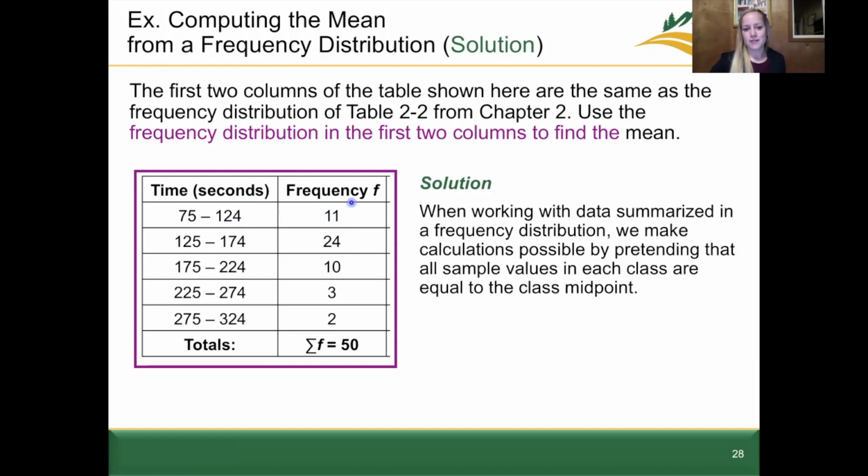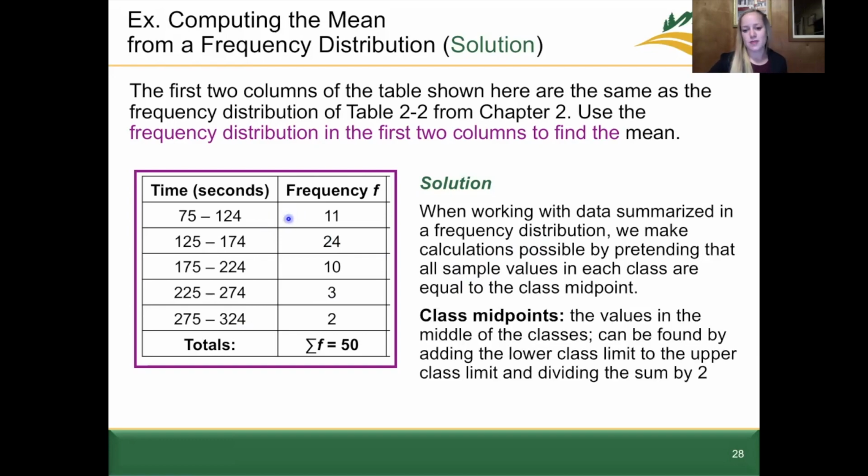So in order to solve for the mean given a frequency distribution table, we can do so by pretending that all sample values in each class are equal to the class midpoint. Now, to remind you, class midpoints are the values in the middle of the classes, and they can be found by adding the lower class limit to the upper class limit and dividing that sum by 2. Okay, so you've done this a few times. If you need to stop and practice and do this again, I recommend doing that. So find the class midpoint for this class, this class, this class, and so on. And remember, to get you started, we would take 75 plus 124, divide that by 2.